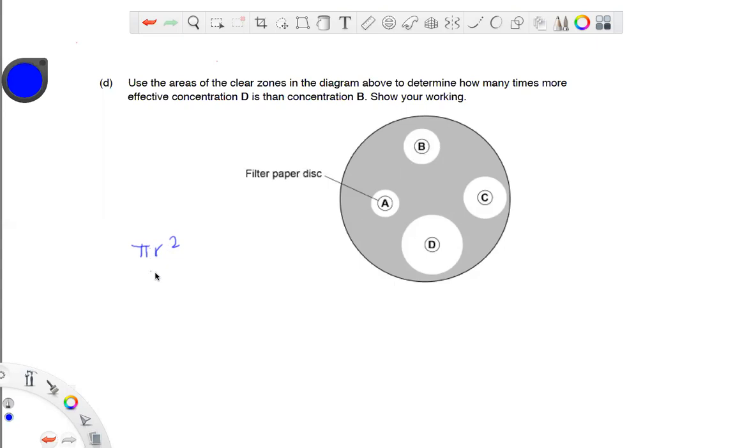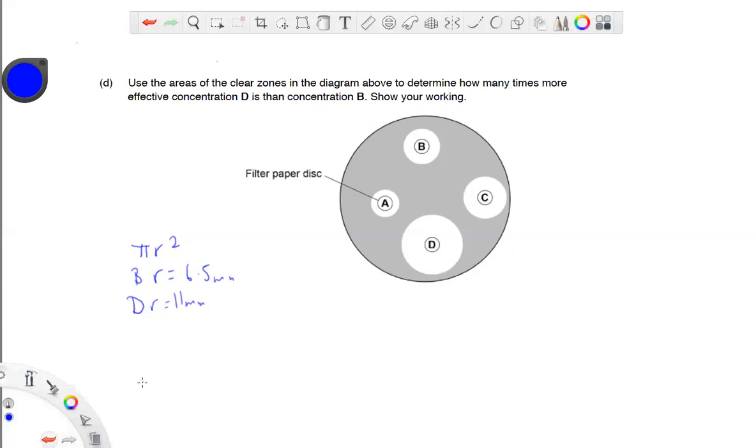So if the diameter of B is 13, that means that the radius is equal to 6.5 millimeters. I'm doing it in millimeters. You could do it in centimeters if you wanted to. Looking at D, when I measured all the way across the largest part of the circle, the middle of the circle, I got 22 millimeters. So that means for me, the radius is equal to 11 millimeters.